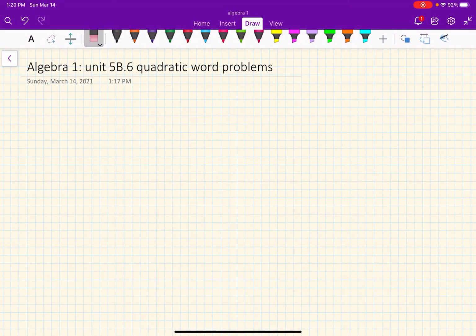Okay, we're going to do 5, 6 word problems. So what I'm going to do is give you some ideas, and then I'm going to do 1 or 2 of the homework problems. We're going to spend a lot of time on this. These are important. This is the real life application of these.